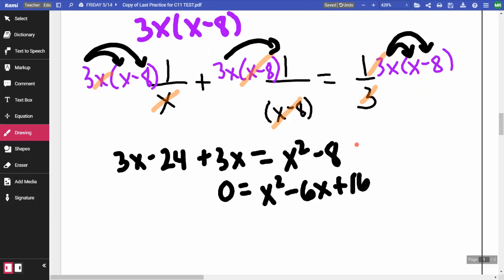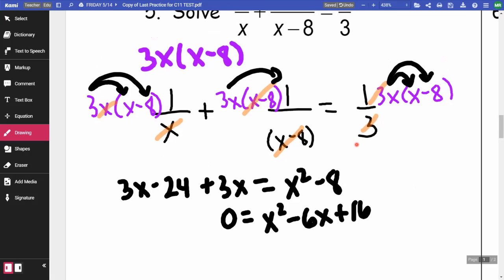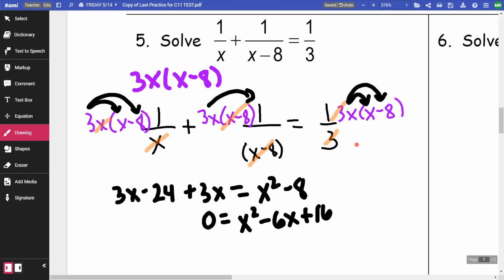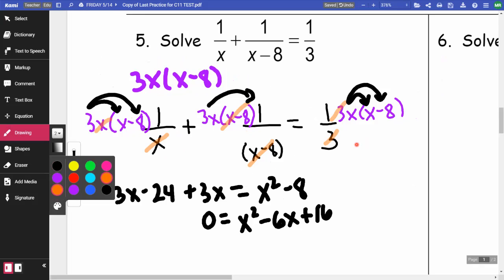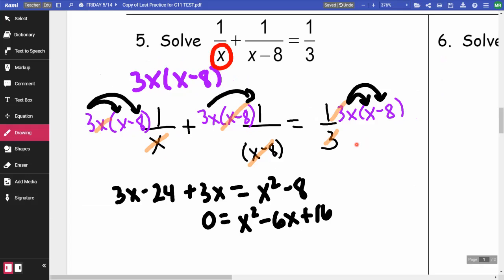And then I forgot to give my restrictions, okay? So my restrictions is everything that makes my denominator 0. So for this one, x can't be 0. For this one, it's going to be, x can't be 8. And then the 3 is a 3. It's not going to be anything different. So I don't need a restriction for that.